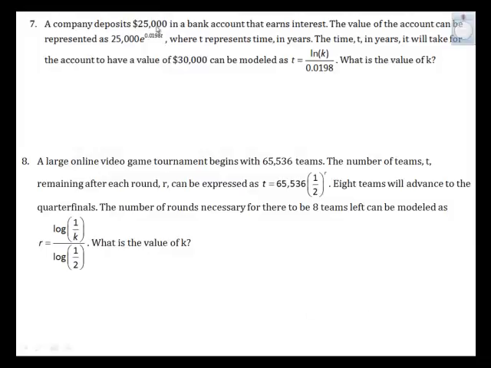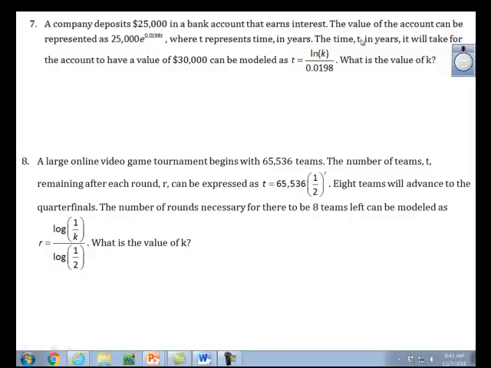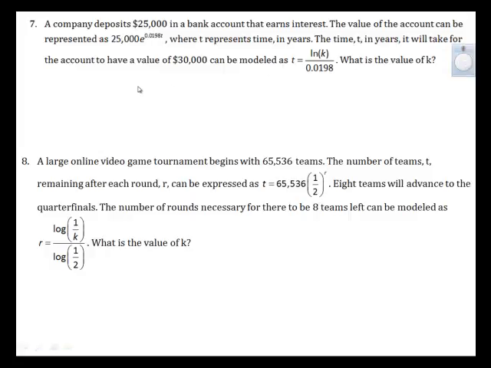So this word problem says the company deposits 25 grand into the bank, and then it says a bunch of stuff. It gives you an equation, and then it asks how long will it take, T, to have the account value 30,000. Just substituting into this formula, this is basically what we're looking at: how long is it going to take for us to make $30,000 if we started off with 25,000 and we have this formula?